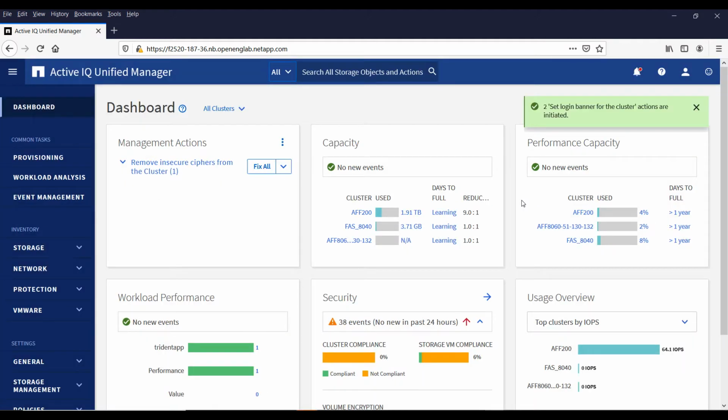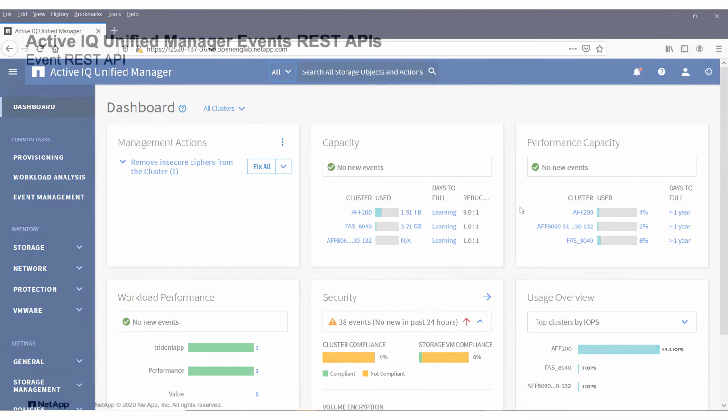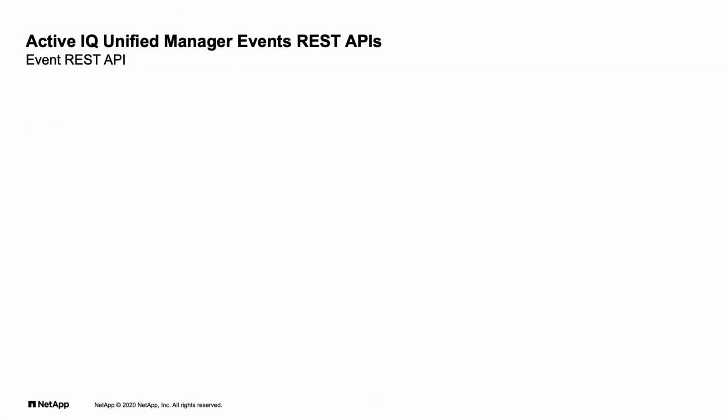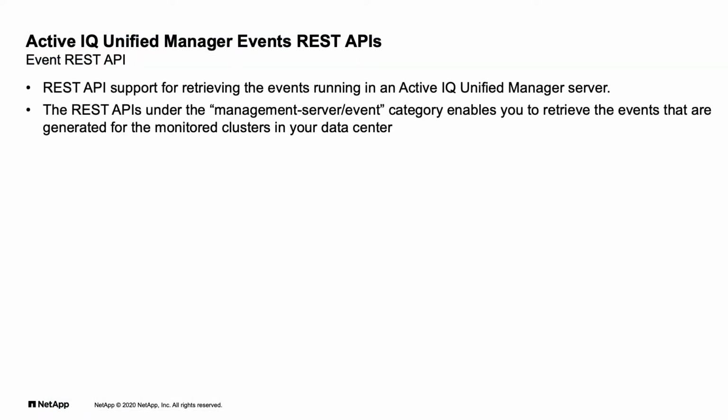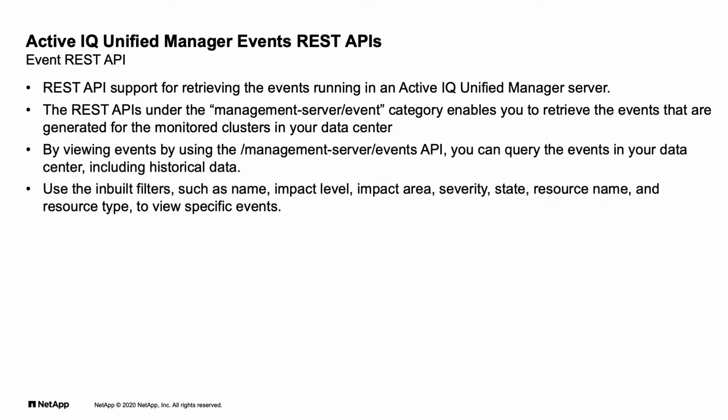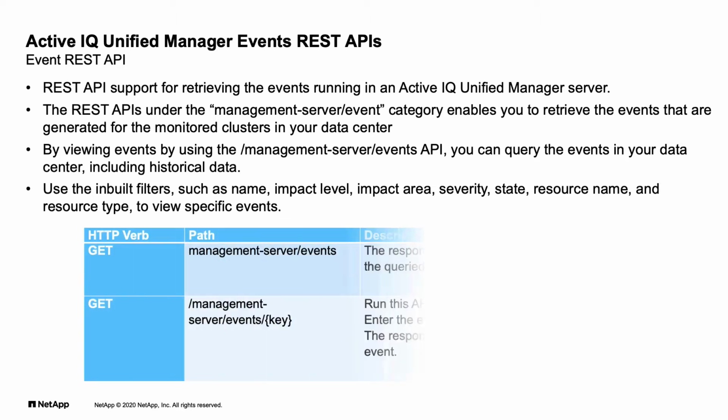This latest version of AIQUM has also added RESTful API support for retrieving events running in an ActiveIQ Unified Manager server. The REST APIs under the Management Server / Event category enable you to retrieve events that are generated from the clusters you're monitoring. In this release, only GET operations are possible using the Events API. Using this API, you can query the events, including historical data, by using built-in filters.